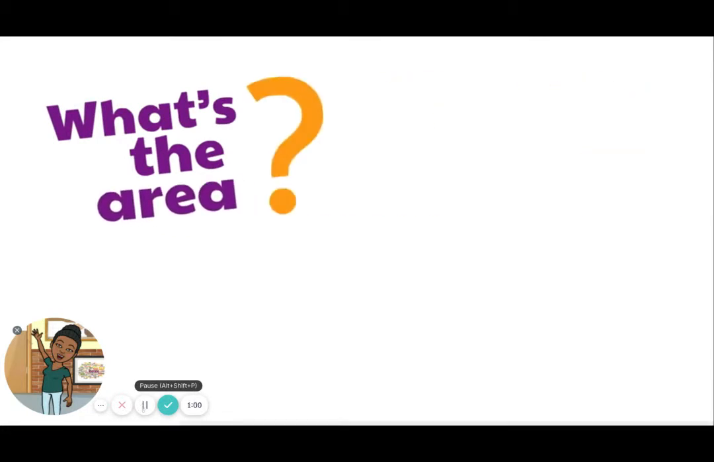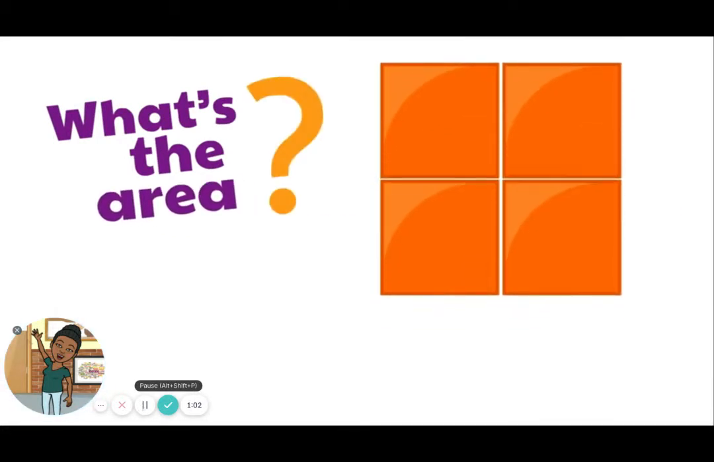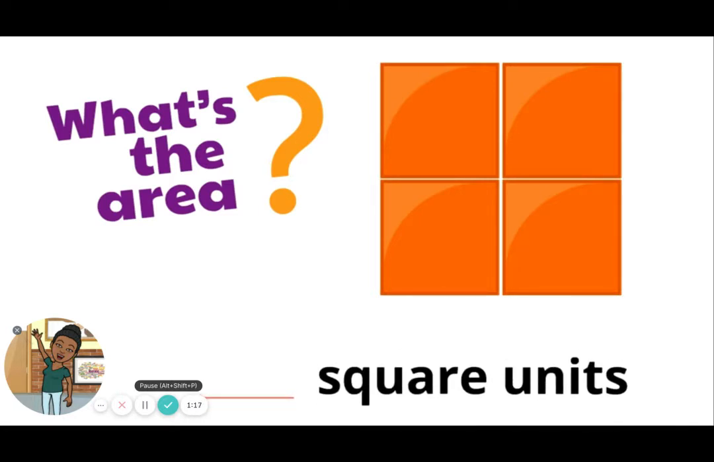We want to find the area of this shape. What kind of shape is this? Yeah, a square. Remember, the area of a shape is the space inside of the shape. We are going to measure the area of the shape using square units.